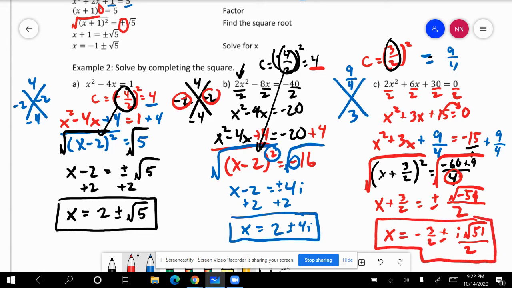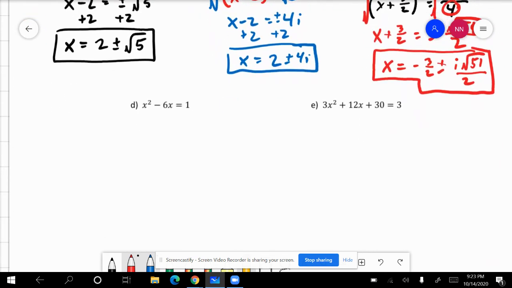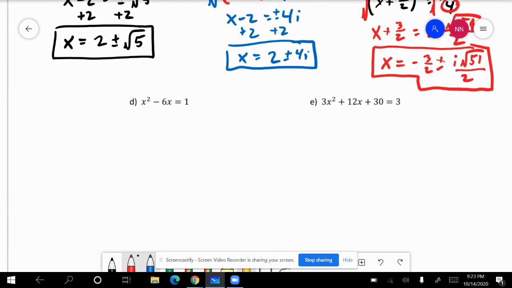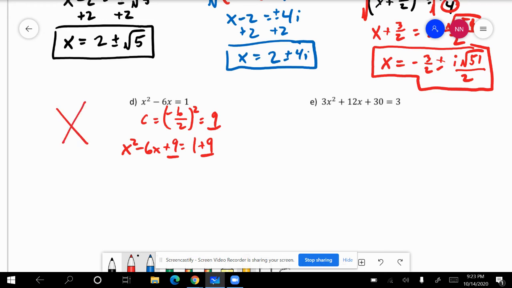Let's look at 2 more examples. For letter D, notice that there's no a value, so we're going straight to finding c. Negative 6 divided by 2 squared. Negative 6 divided by 2 is negative 3, squared is 9. So I have x squared minus 6x plus 9 equals 1 plus 9. Remember, whatever I add on one side, I add on the other. My next step is factoring it. So I'm looking for 2 numbers that multiply together give us 9, add up to negative 6. And that would be negative 3. So x minus 3 squared is equal to 10.